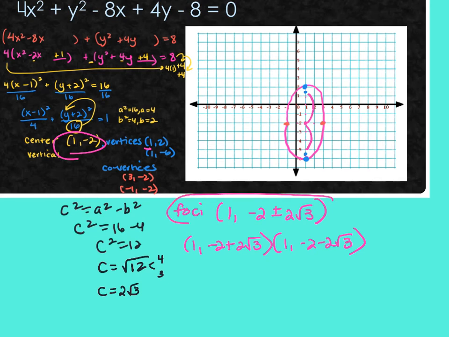All right, so there's my foci, vertices, co-vertices, center, and graph.